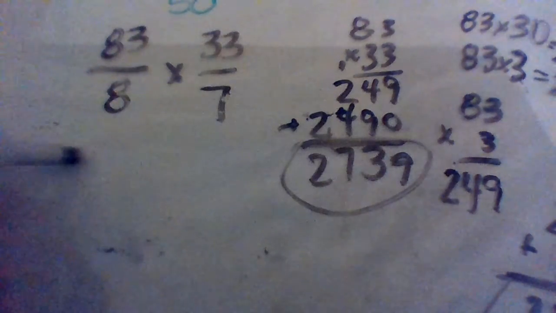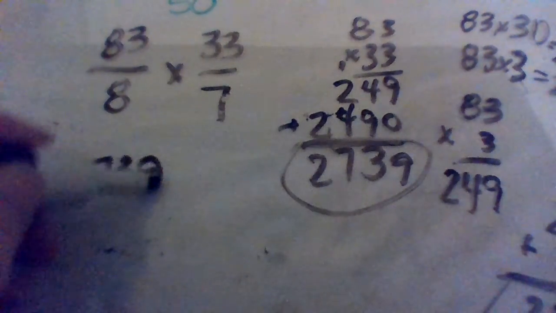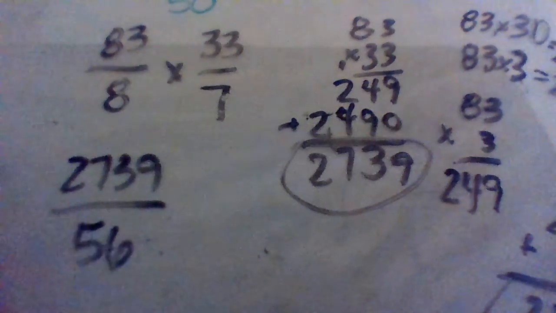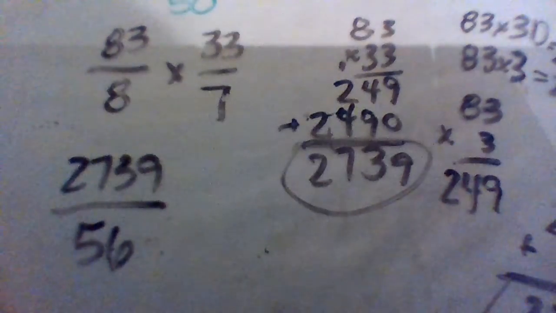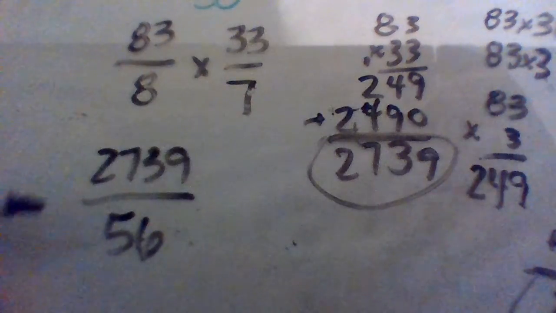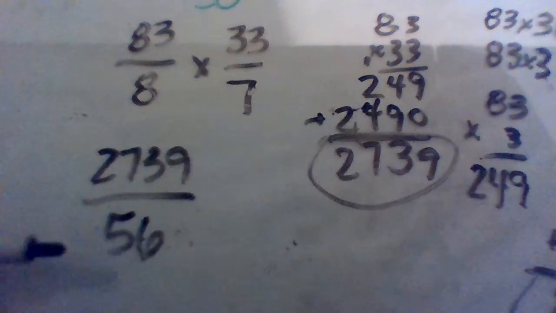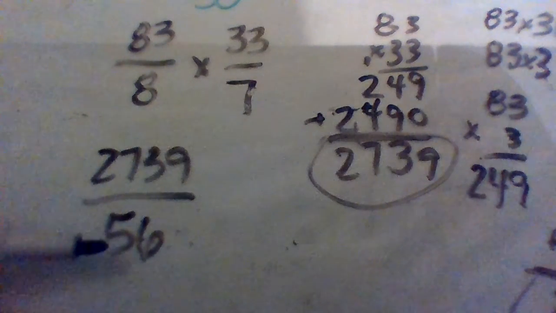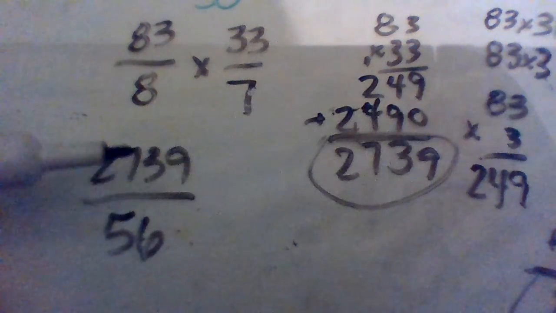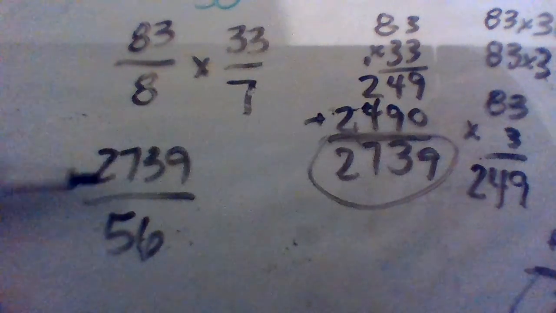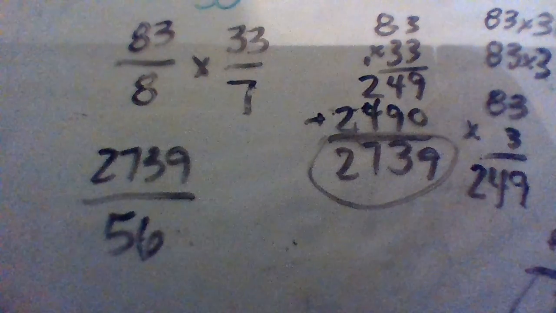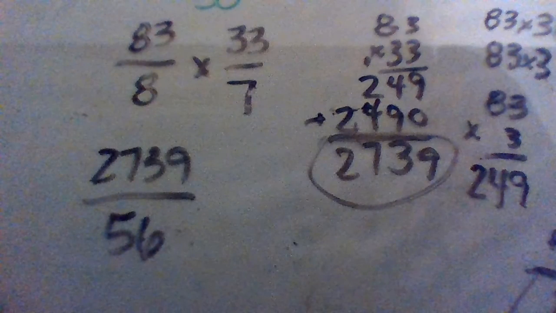So I have 2,739, and I'm splitting it into groups of 56. Not a big deal. If I have 50, I know when I do my 50 times 50 would give me 2,500. So I know that it's probably going to be somewhere in that ballpark. Okay, so we need to do this actual division.